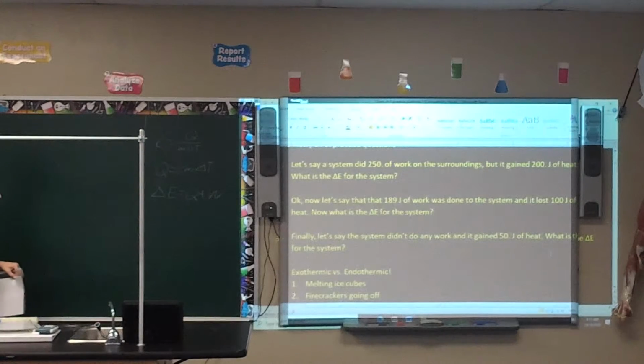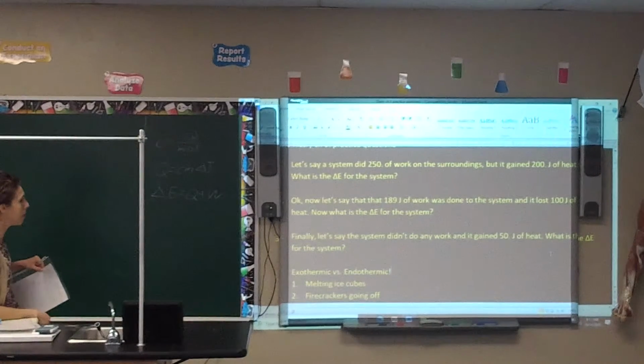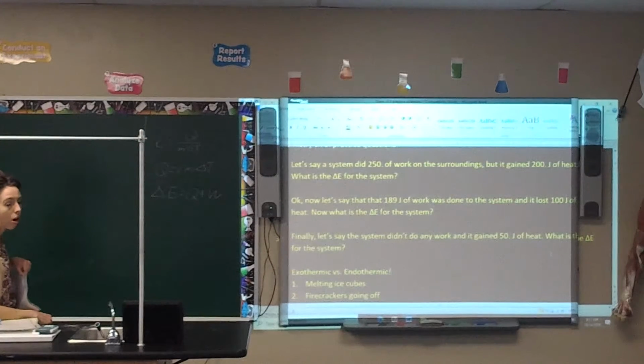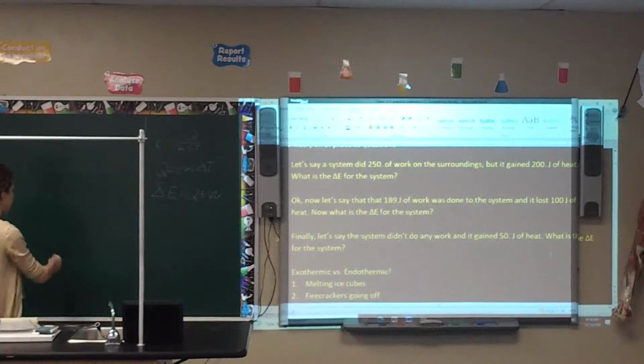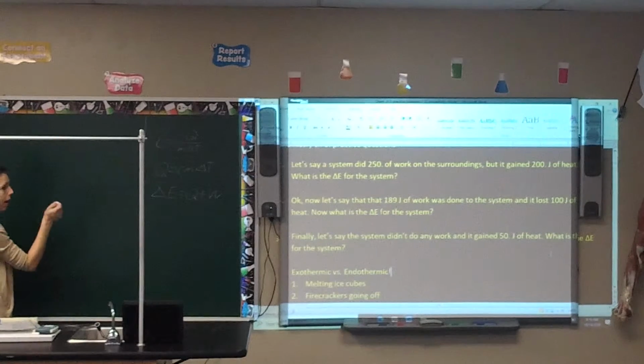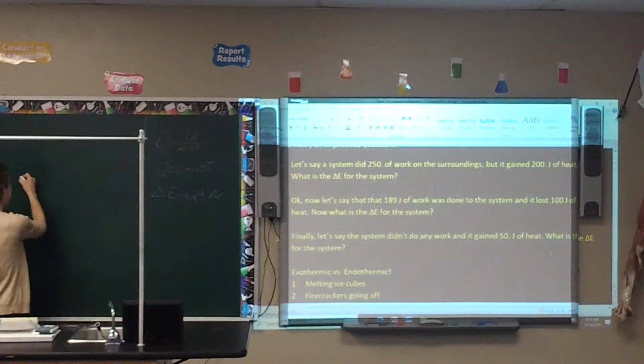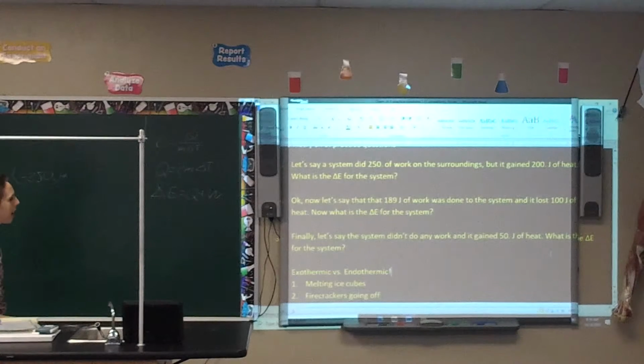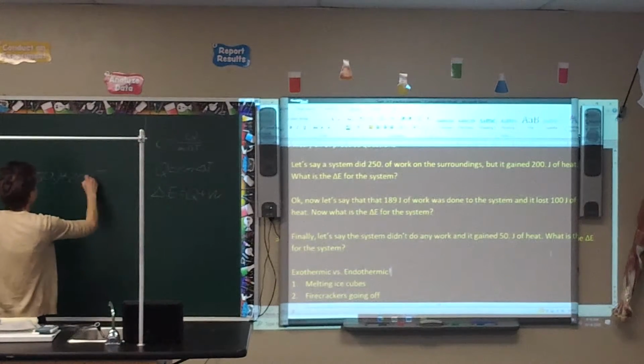So let's say a system did 250. joules of work on the surroundings, but it gained 200. joules of heat. What's the delta E for the system? If it spent 250 joules of work on the surroundings, did it lose or gain energy? It lost, so it should be negative, negative 250. That's work. But it gained 200 joules of heat. Gaining heat is positive, so positive 200 joules.